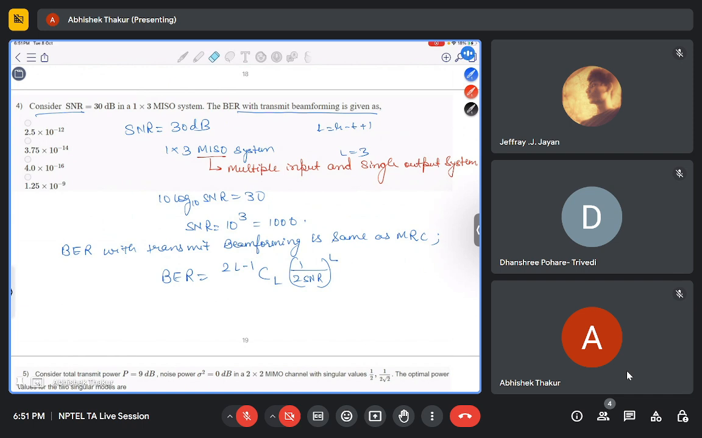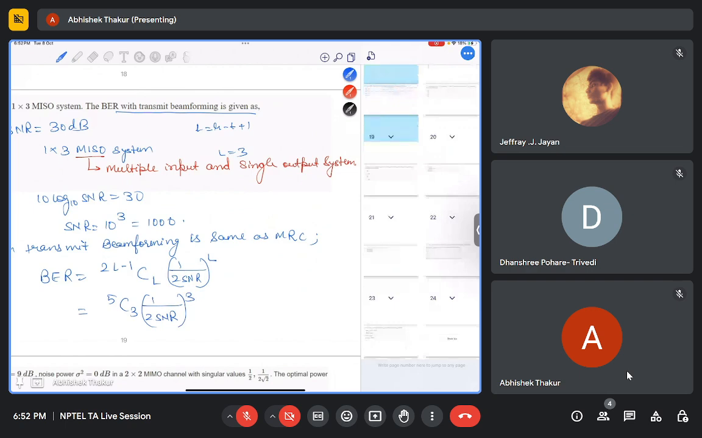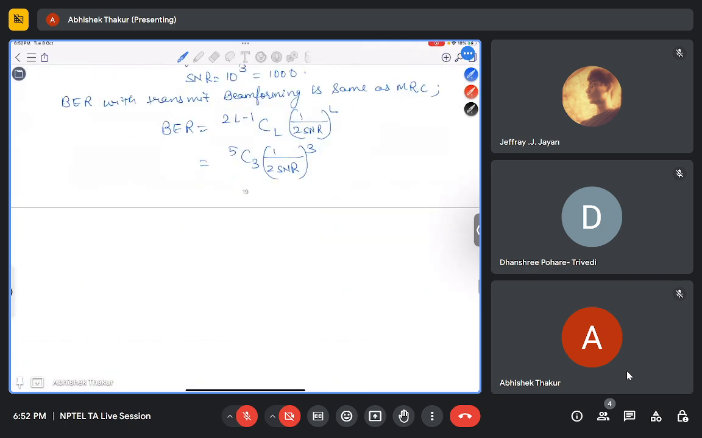So bit error rate will become 5C3, 1 by 2 SNR to the power of 3. So we will get 20 divided by 2, 1 by 8 SNR cube. So this is equal to 10 by 8 of SNR cube, that is equal to 5 by 4 of SNR cube.